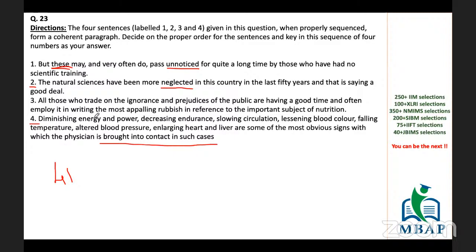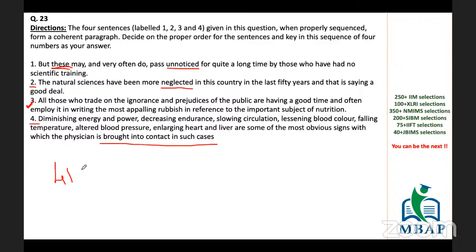All those who traded on ignorance and prejudice of the public are having a good time and often employ it in writing in most appealing rubbish in reference to the important subject of nutrition. Okay, so the third one sounds more like a conclusion, but instead of just jumping to the conclusion, we have one more deal, because this isn't the continuation of the second.